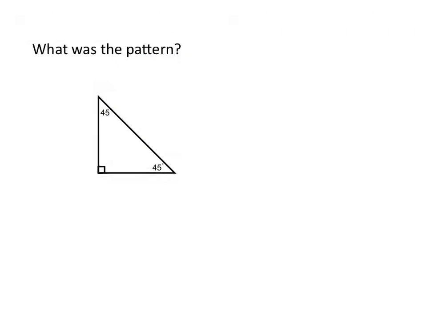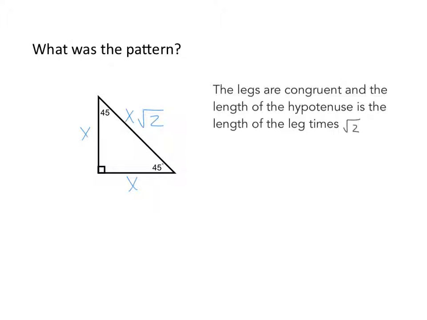So what was the pattern? Can you fill in what the side lengths of a 45, 45, 90-degree triangle would be using the variable x? So the pattern was that the legs are congruent, or the same, and the length of the hypotenuse is the length of the leg times square root of 2, as you can see in the picture on the left.